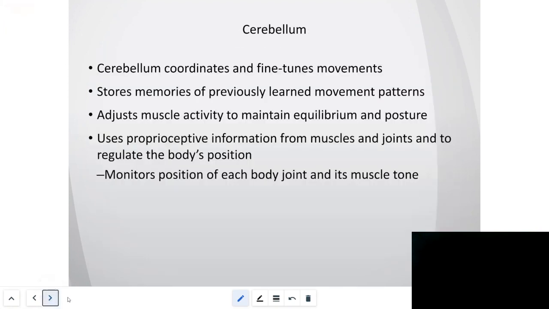Summarizing some of the key functions here, it maintains fine-tuning of motor control. It also helps you process the memory of movement. So when you're dancing, learning an exercise for the first time, doing yoga, adjusting the muscle fine-tune motion, maintaining equilibrium, posture, and gait, and of course, proprioception. So this is the part that's most vulnerable to alcohol damage whenever you intoxicate yourself.